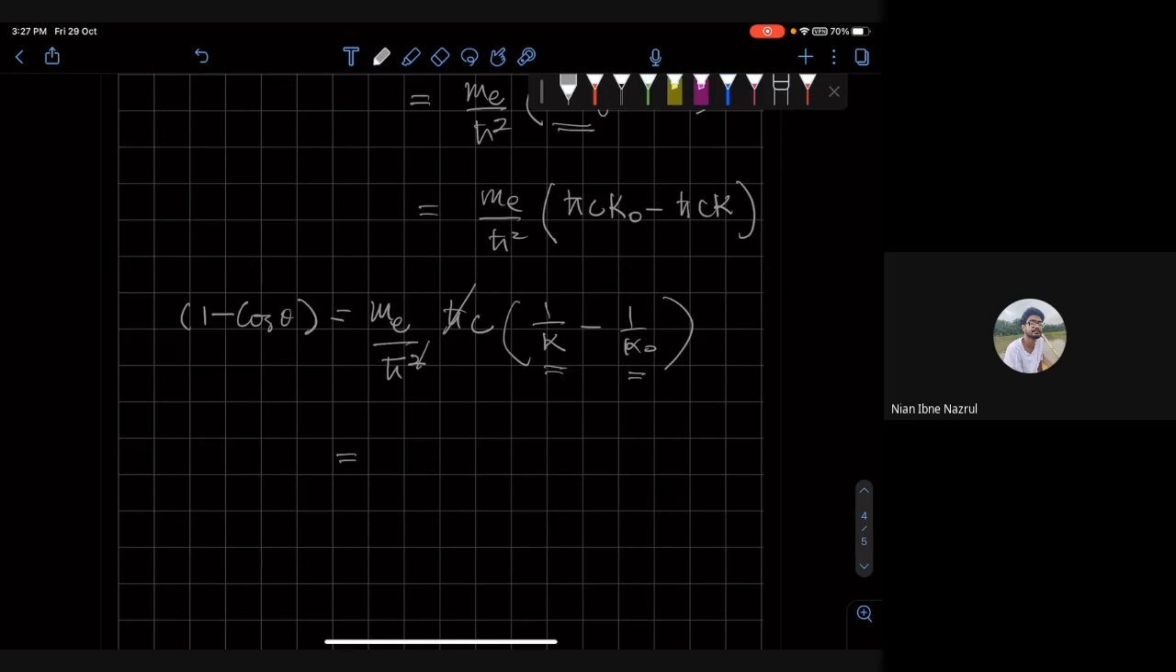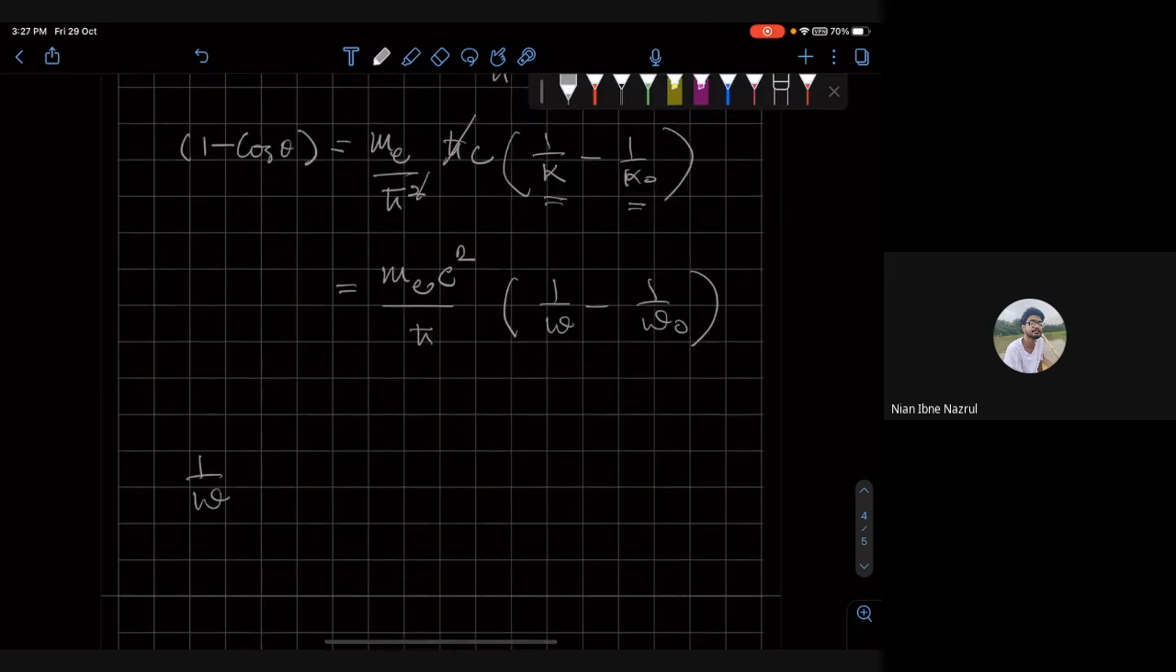And then what we can do is that we can now transform, because we want the frequency dependence, right? So we can change the k dependence to omega dependence. And if you do that, this mec squared by h bar, and then we have 1 over omega minus 1 over omega naught. So this we can rewrite as 1 over omega is equal to 1 over omega naught plus h bar by me. We have cross multiplied things. Me c squared 1 minus cosine of theta.